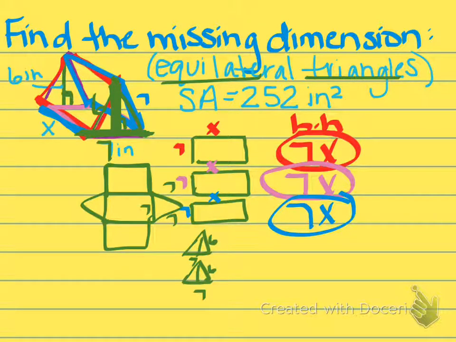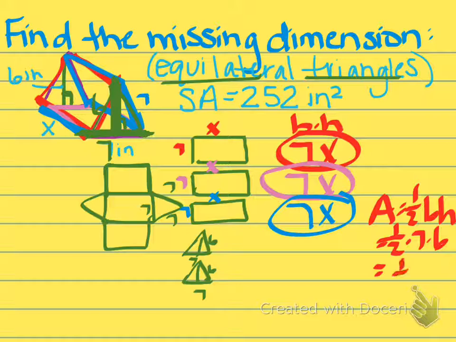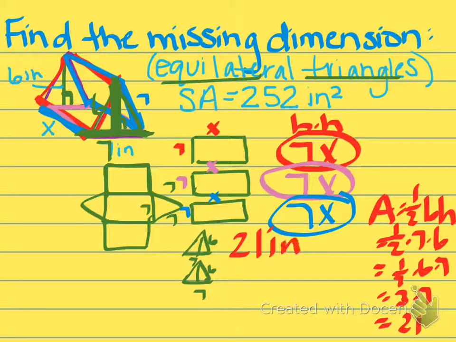Now for this one, that formula is 1/2 base times height. So I'm going to be doing 1/2 7 times 6, which is, I'm going to change it around and make it 1/2 of 6 times 7, because then I can do 3 times 7 super easy. 1/2 of 6 is 3. 3 times 7 is 21. And so I know that the area is 21 inches squared for each of my triangles.